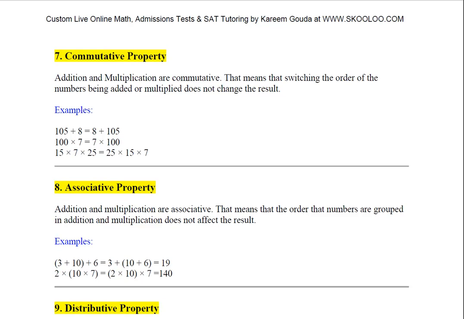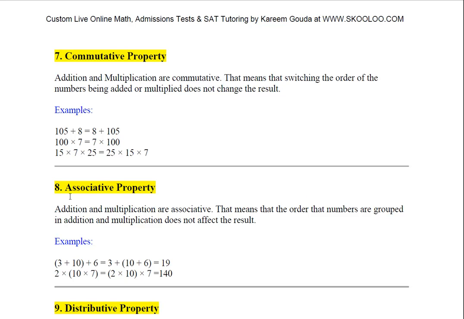What is the commutative property? Commutative property, something very simple, we all know, basically says that if you're adding or multiplying, you can switch the order of the numbers being added or multiplied and get the same answer. Meaning that 105 plus 8 is the same as saying 8 plus 105. 15 times 7 times 25 is the same as saying 25 times 15 times 7, or 15 times 25 times 7, or 7 times 25 times 15.